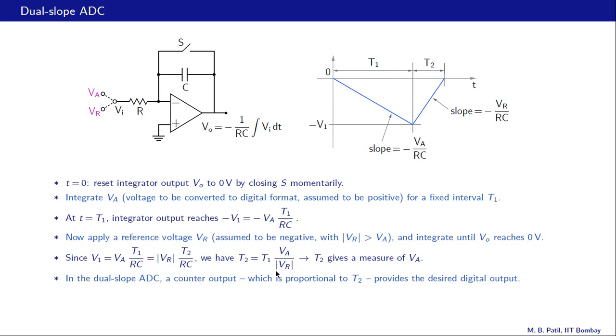Now T1 and mod VR are constants. Therefore T2 is directly proportional to VA. In other words, T2 gives a measure of the input analog voltage VA, and that we convert into a digital format. So in the dual slope ADC, a counter output which is proportional to T2 provides the desired digital output, and we will see how that is done.